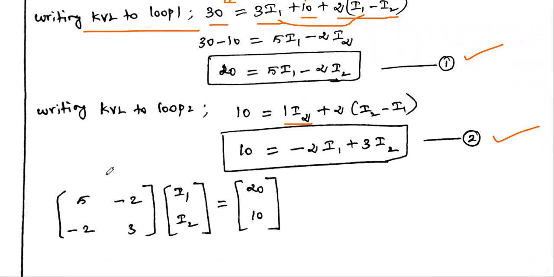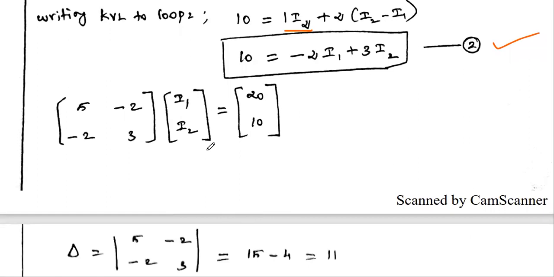So here we are going to use the matrix method. You just convert these two equations into matrix form. So in matrix form, in the first equation, the coefficient of I1 is 5 and the coefficient of I2 is minus 2. In the second equation, the coefficient of I1 is minus 2 and the coefficient of I2 is 3. Then [I1, I2] equal to the constants, this is 20, this is 10.